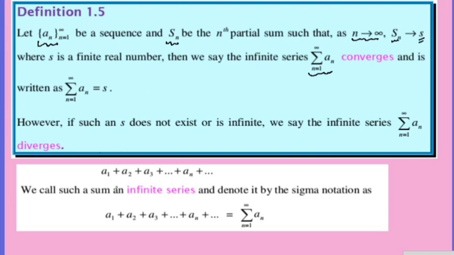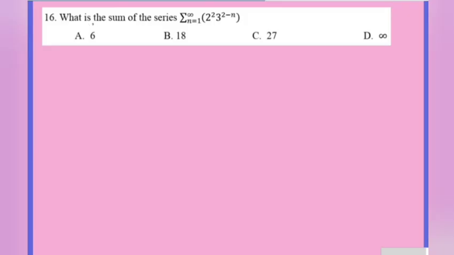Throughout my presentation, you may see this kind of notation. This is called sigma notation. It is a shorthand representation of this kind of expression. Rather than writing a plus 1, a plus 2, a plus 3, and so on, we will use this sigma notation for the summation. So what is the sum of this series?